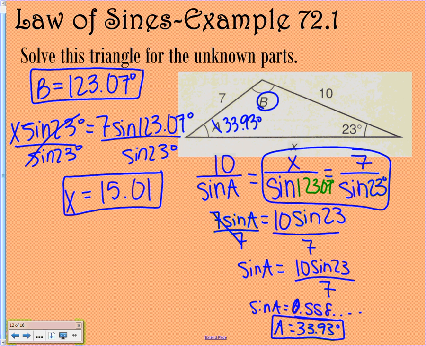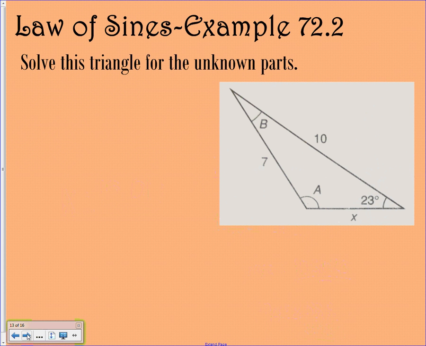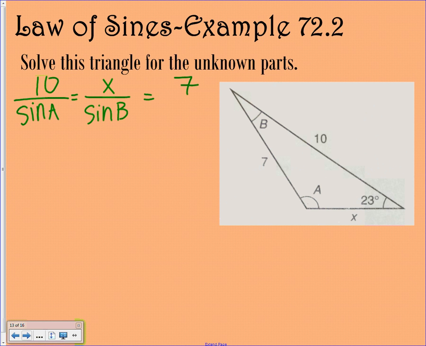So again, hopefully that is kind of familiar because we did deal with it last year in geometry. Looking at this one, we want to solve this triangle for the unknown parts. So again, we're going to set up our ratios. 10 over the sine of A equals X over the sine of B equals 7 over the sine of 23.